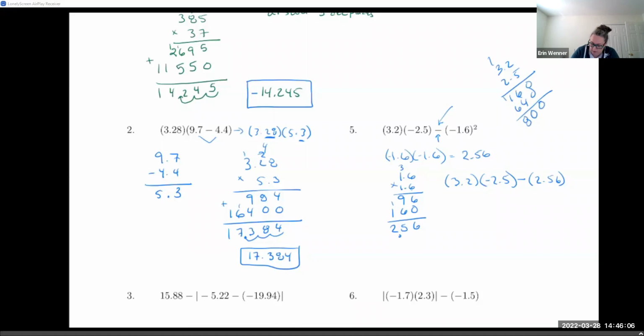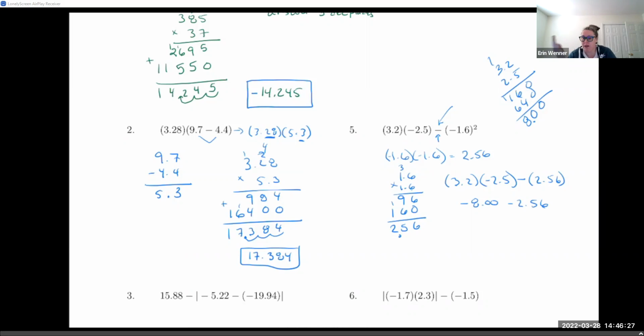And then we have to have two decimal places in. And since this is a positive 3.2 times a negative 2.5, we end up with negative 8.00. I leave the two decimal places in there because we're going to need those places to be able to add or subtract these numbers. So it's negative 8.0 minus 2.56.